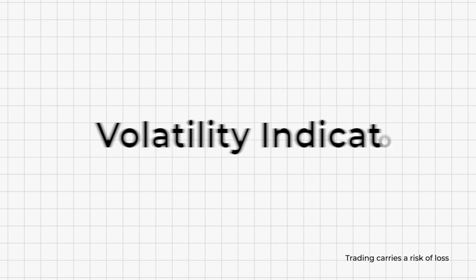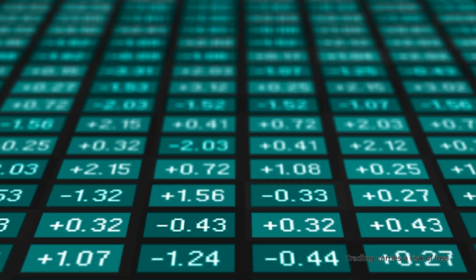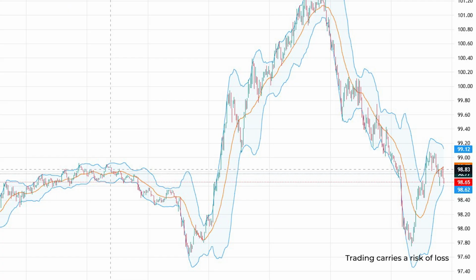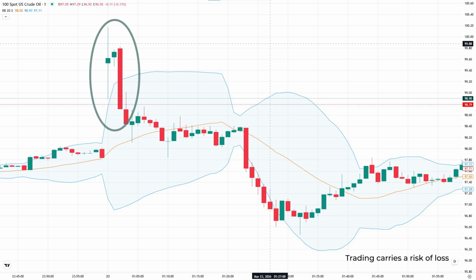Volatility indicators like Bollinger Bands show how quickly prices are moving. Bollinger Bands are like a tidal range around your ship. They expand and contract with market volatility. Tight bands indicate calm seas. Wide bands signal strong currents. If price moves outside a band, some traders take note, but only as a reference, not a command to act.